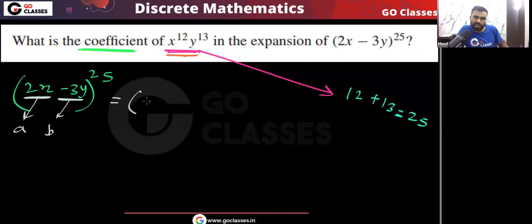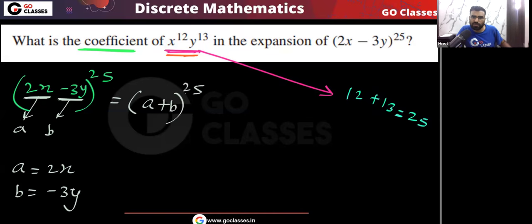So first of all, you can rewrite this. What is a? A is 2x, and what is b? B is minus 3y. So you can rewrite this as (a + b) power 25. Now, what do you want? Basically, you want x power 12 and y power 13. It simply means that you want a power 12, b power 13.